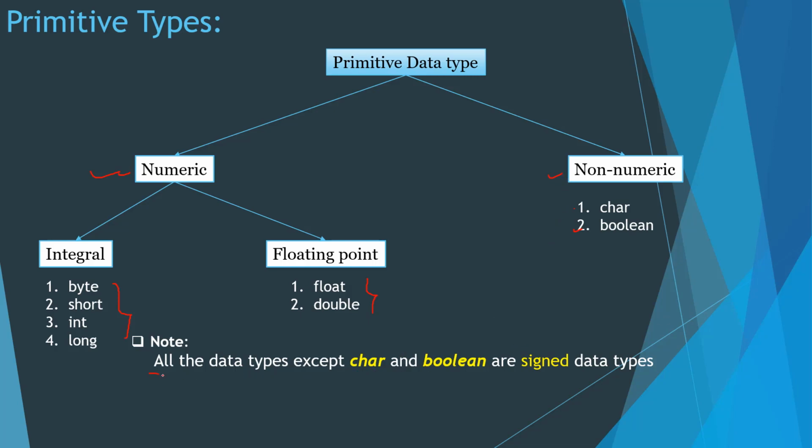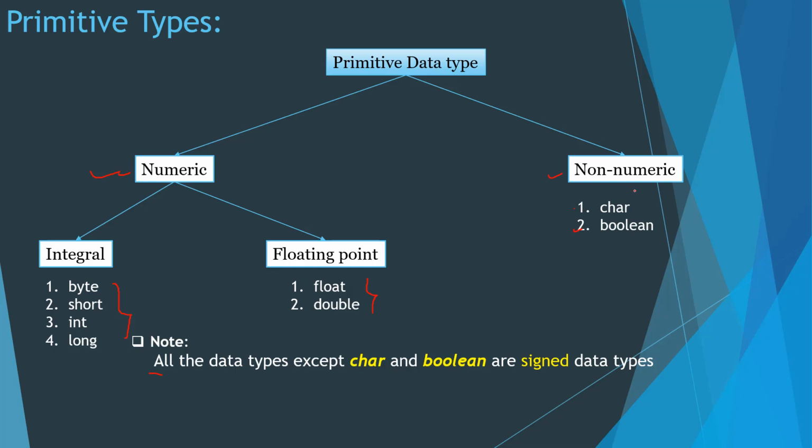So I hope this line is clear, right? So what's the main crux of this slide? The primitive data types are classified into two main categories, numeric and non-numeric. Numeric is used for storing numbers and non-numeric is used for storing values that are not numbers.